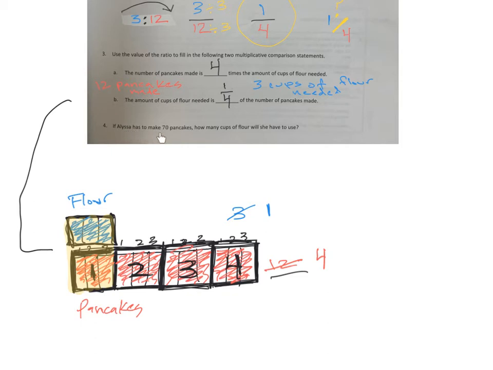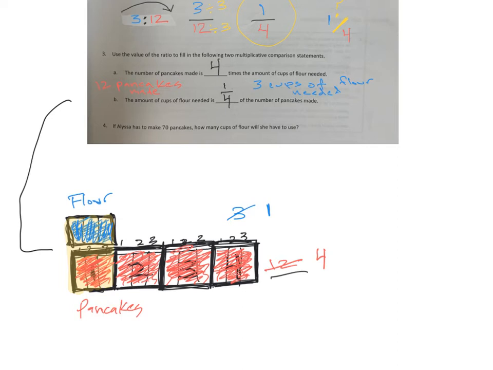Question 4: if Alyssa had to make 70 pancakes, how many cups of flour will she need to use? Well, we can actually use this tape diagram again, or we can use an equivalent ratio chart. So let's do the tape diagram first because we have it available. And I'm going to recolor it back in red, and make sure that it's blue.